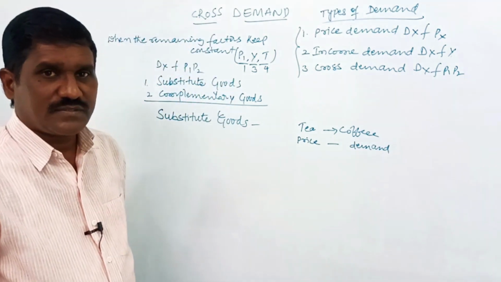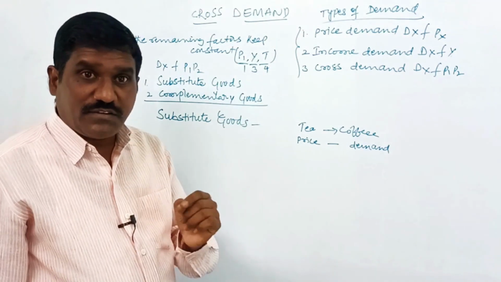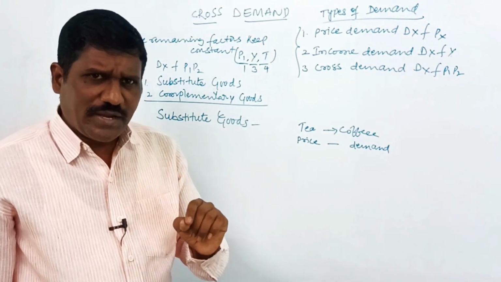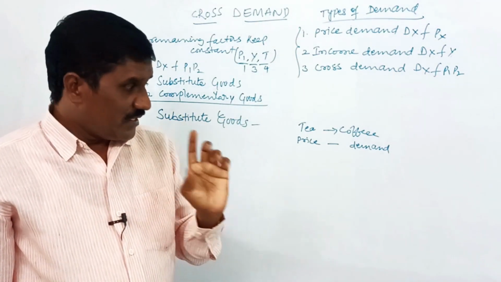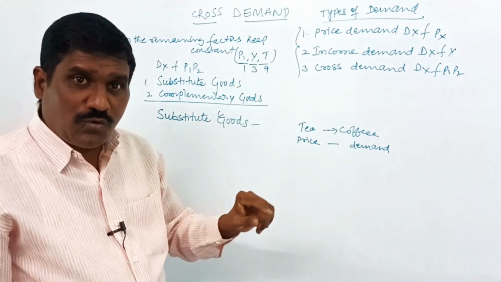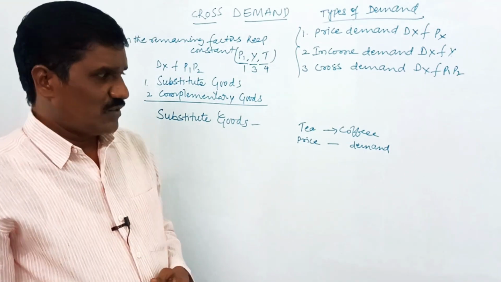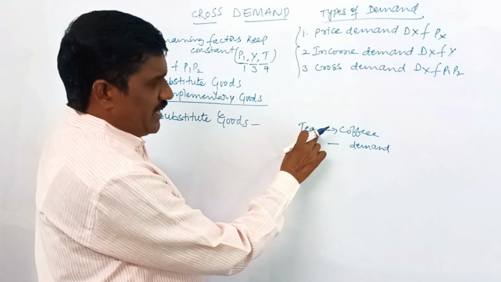Observe carefully: price demand and cross demand are completely different. In the price demand, only one good is there. In the cross demand, two goods are there: one good and a substitute good, or one good and a complementary good. For example, tea and coffee.